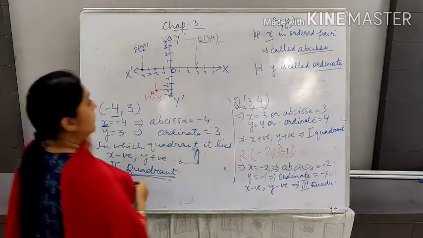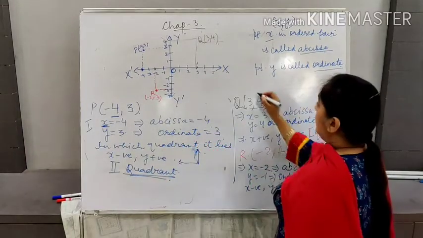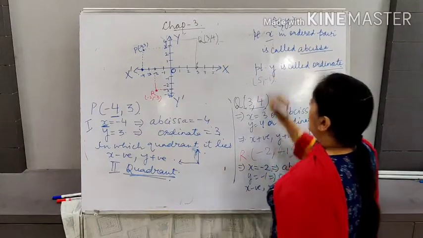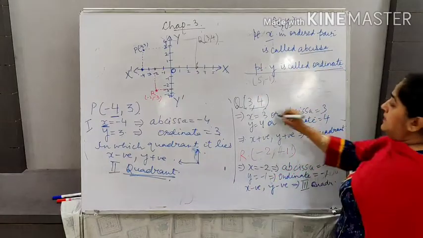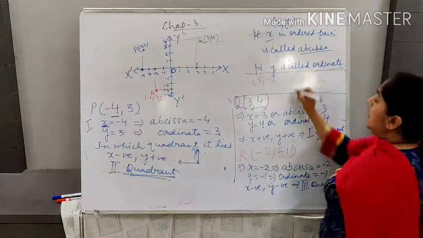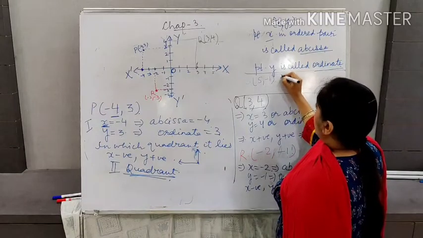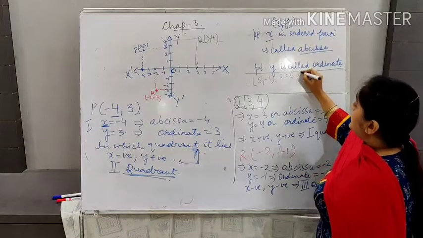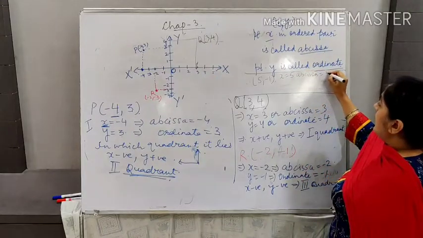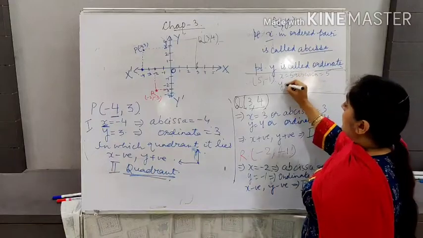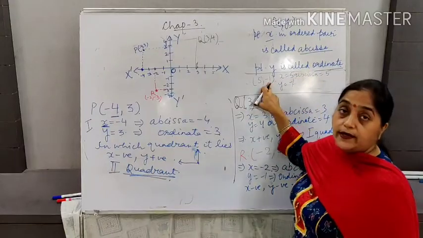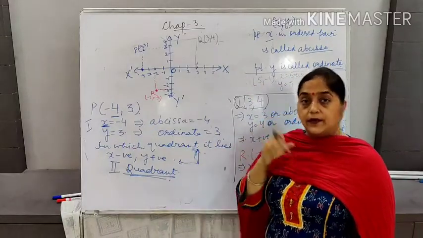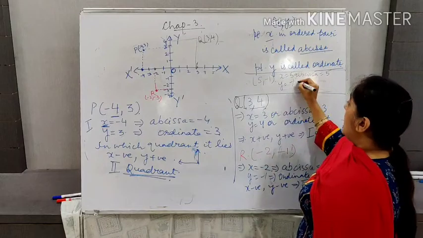Similarly, one more point we can take up. Let us take S, 5, minus 1. S 5 minus 1 का मतलब x is equal to 5, मतलब हमारा abscissa. Abscissa is equal to 5 and y is equal to minus 1, because the second point in the ordered pair denotes y, and what is y?